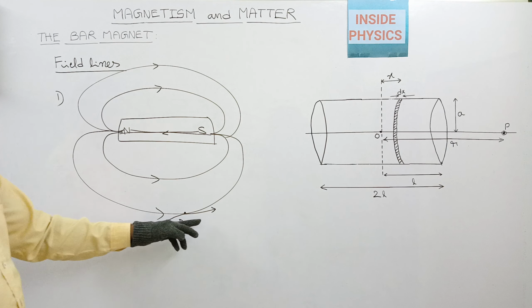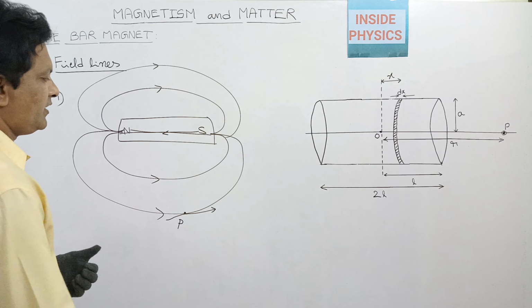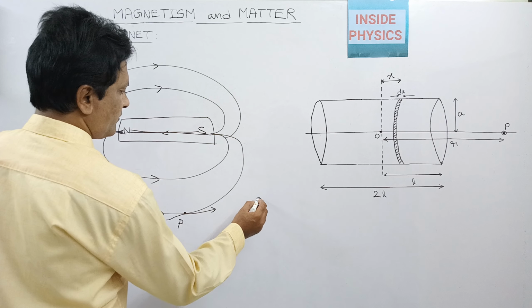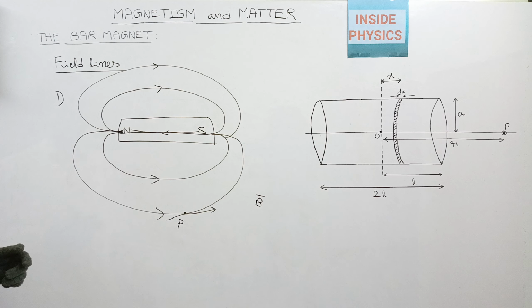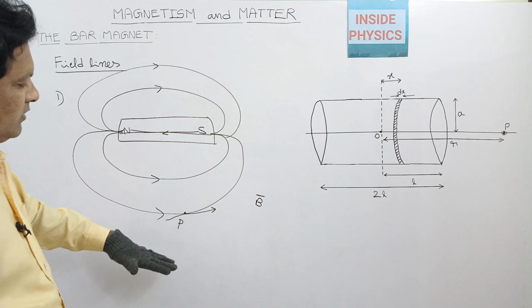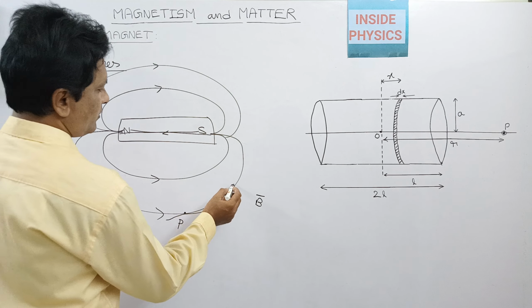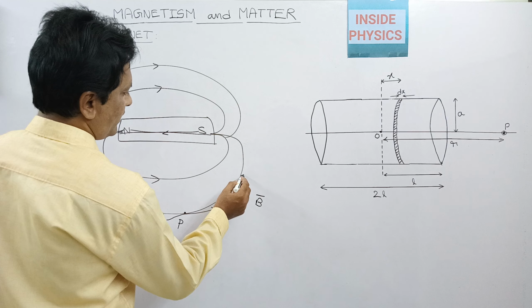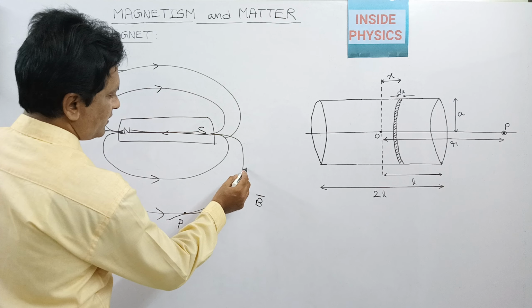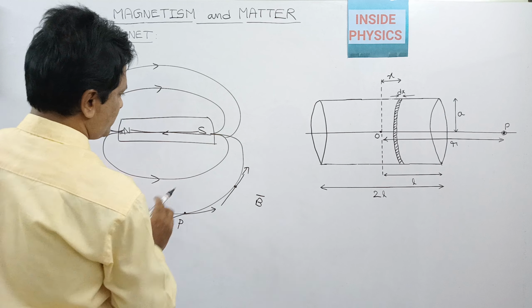So the direction of the tangent gives the direction of the magnetic field B generated by this bar magnet. This is the second characteristic: the direction of the magnetic field is given by a tangent drawn to the magnetic field line at any particular point. Here, if you want to know the direction, you can draw another tangent, and this gives the direction of the magnetic field at this point.